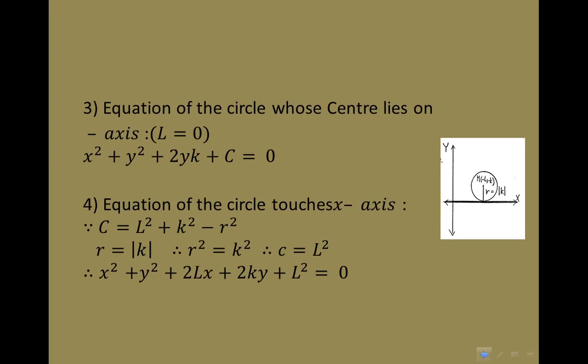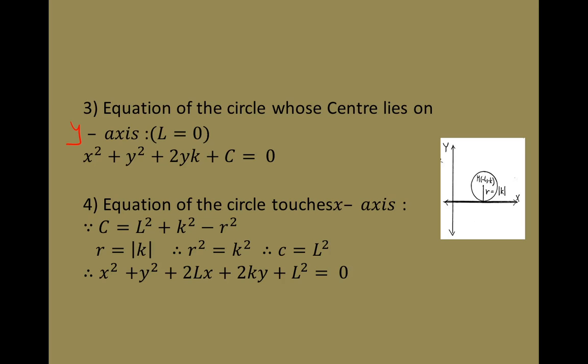Equation of the circle whose center lies on the y-axis. Therefore, L equals 0, and x squared plus y squared plus 2ky plus c equals 0.